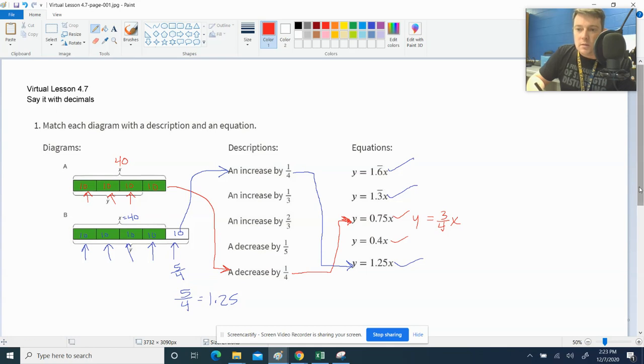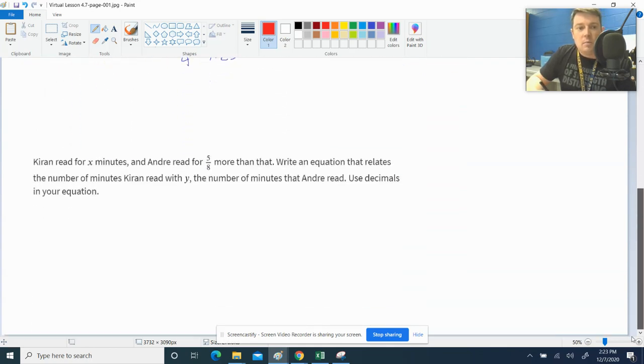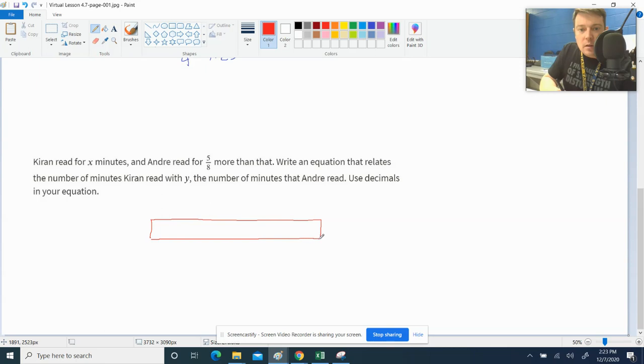All right, let's put that into some practical use on this problem with Kieran. Okay, so Kieran has read for X minutes. So let's go ahead and label that. Let's say that this tape diagram right here represents the amount of time that Kieran has read, and we will call it X. Now, before I even move on, I'm going to look at my fractional part of what Andre did, and I notice that it's eighths, 5/8. So I'm going to split up Kieran's reading into 8 equal parts. 1, 2, 3, 4, 5, 6, 7, 8.